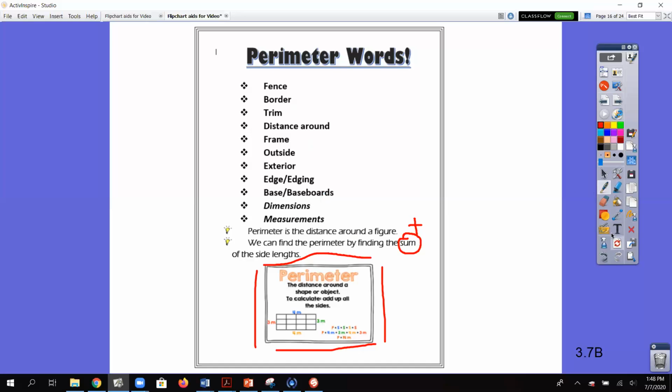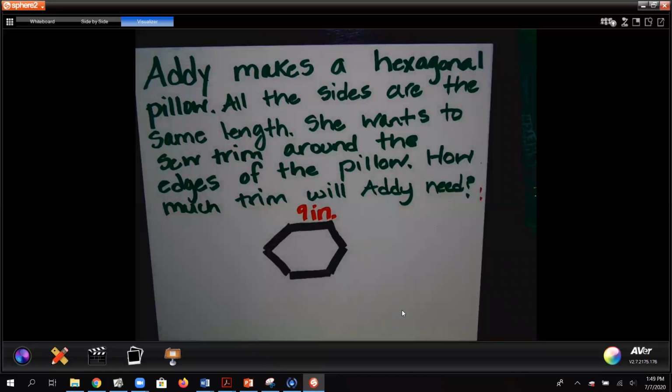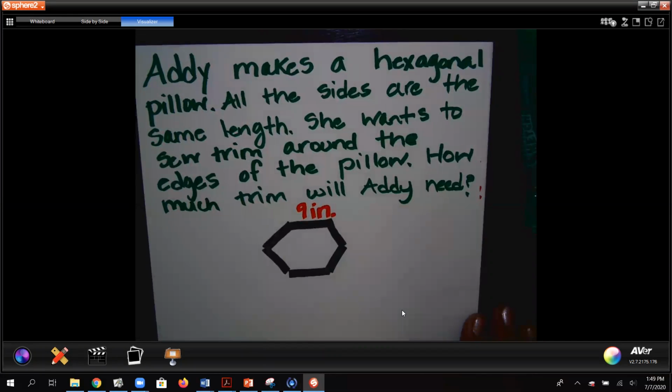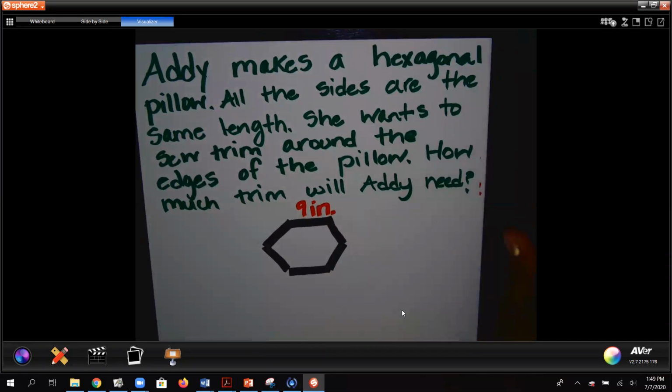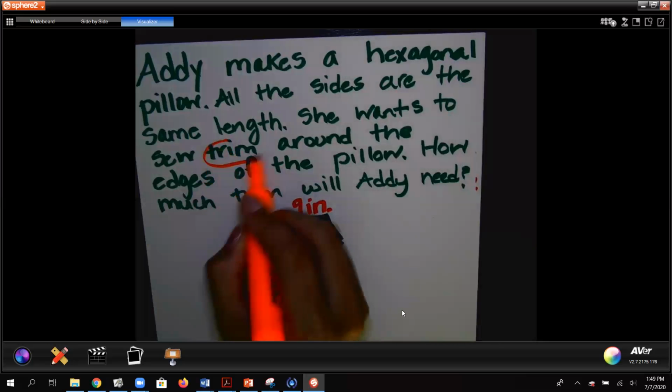So now that we looked at our perimeter words, let's go ahead and do an example together. This says, Addie makes a hexagonal pillow. All the sides are the same length. She wants to sew trim around the edges of the pillow. How much trim will Addie need? Now, as you notice, it does not say perimeter. So you have to be able to infer that this is perimeter. And how can we infer that? Well, if you notice, it says trim. That was one of the perimeter words on our list.